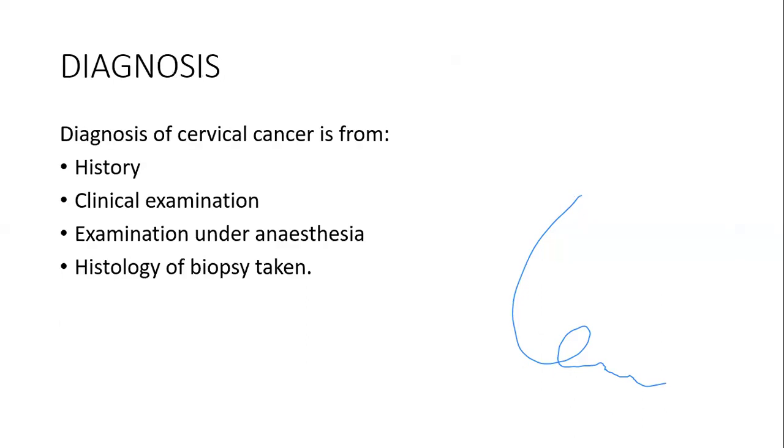So how do we diagnose cervical cancer? You need a detailed history of the patient. You examine the patient thoroughly, which includes the speculum examination. An examination can be done under anesthesia. So to visualize the cervix, do your VIA using the acetic acid or the Lugol's iodine, and take a sample for the pap smear.